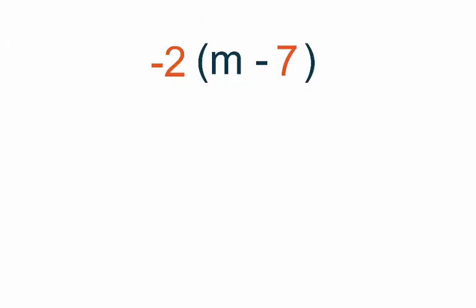Let's try another example. Let's pull in a negative here. I've got a negative 2, and we're going to distribute that into m minus 7. We're going to take this negative 2 and multiply it by the m, and then we're going to multiply it by, it says minus 7. That's going to be a negative 7. We're going to keep that sign. I'll talk about it in a second.